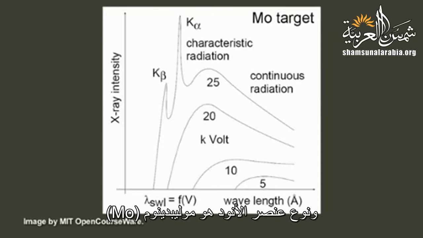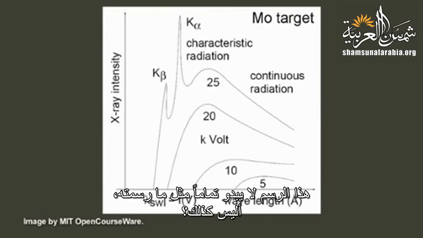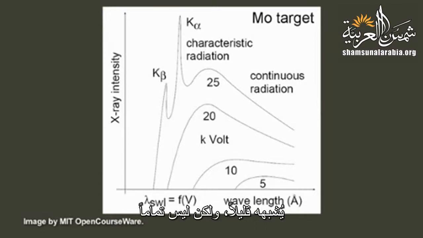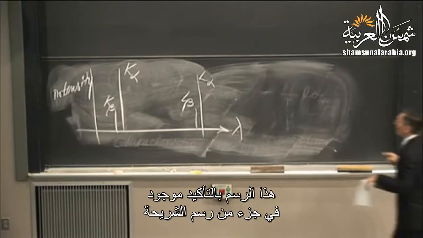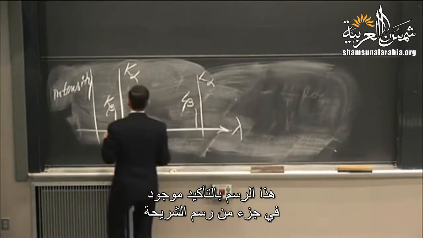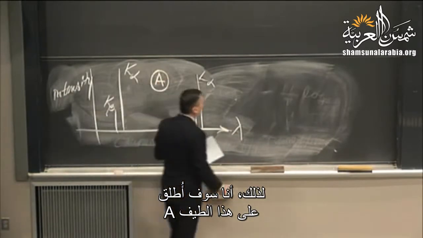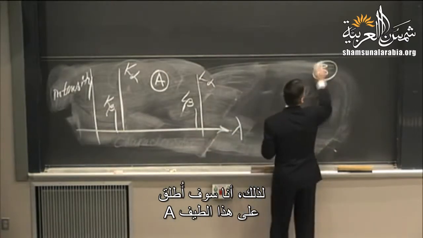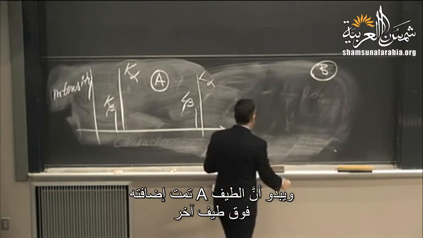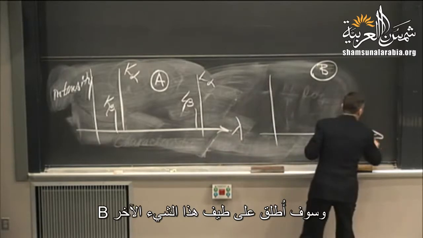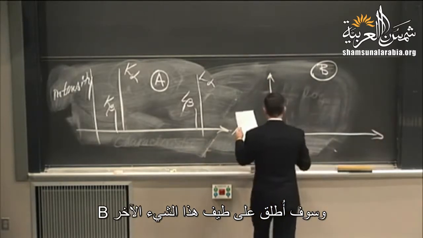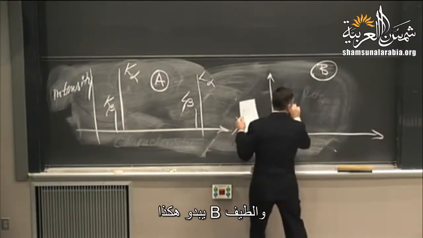This happens to be a molybdenum target. Well, it doesn't quite look like what I've drawn, does it? It looks a little bit like it, but not quite. This is definitely there. You can see some of these lines. So I'm going to call this spectrum A. And it looks like spectrum A has been added on top of something else. And I'm going to call the something else spectrum B. And the spectrum B looks like this.